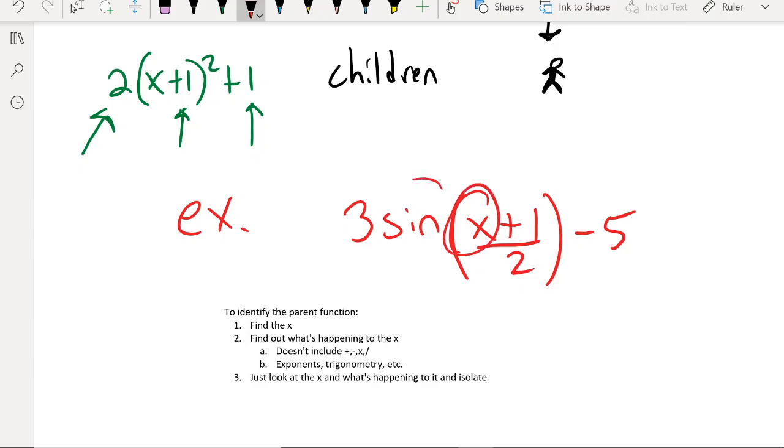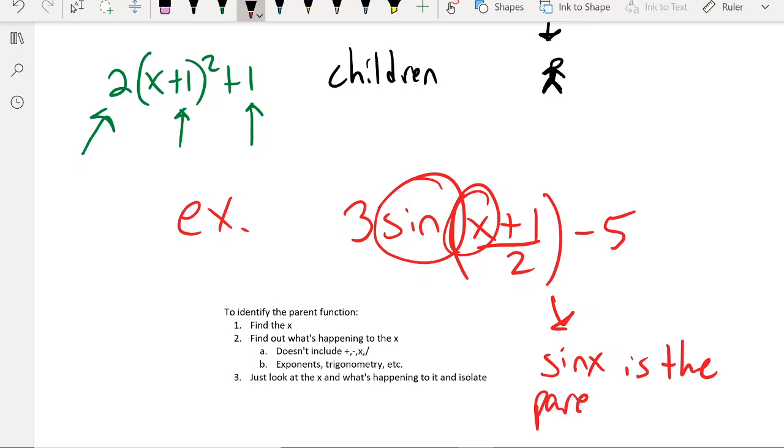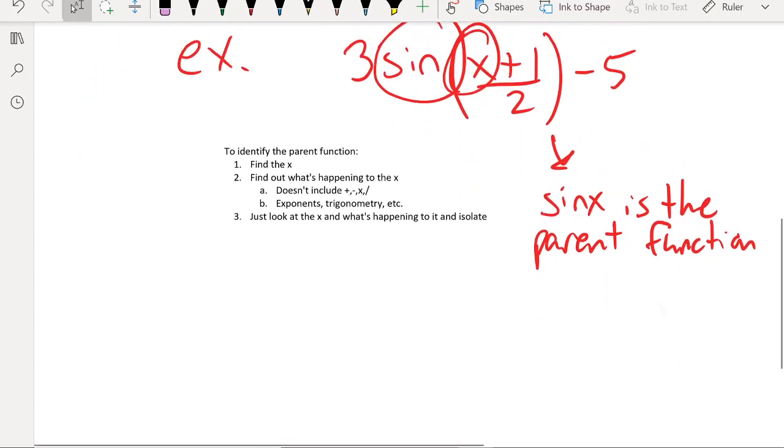What's happening to the x? Sine of x is happening, right? So yes, it's being added to 1, it's being divided by 2, there's a minus 5, there's a times by 3. None of that stuff matters when you're trying to find the parent function, right? So in this case, it's just sine of x. Boom, done. Sine x is the parent function.